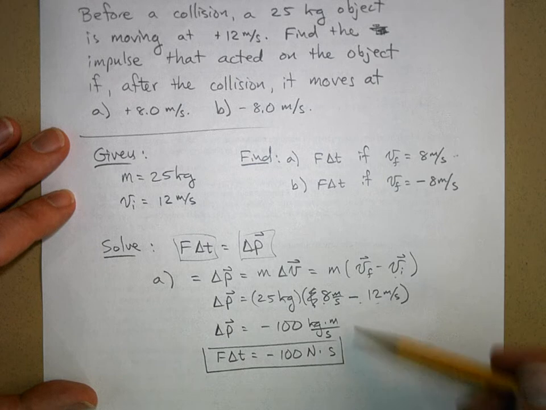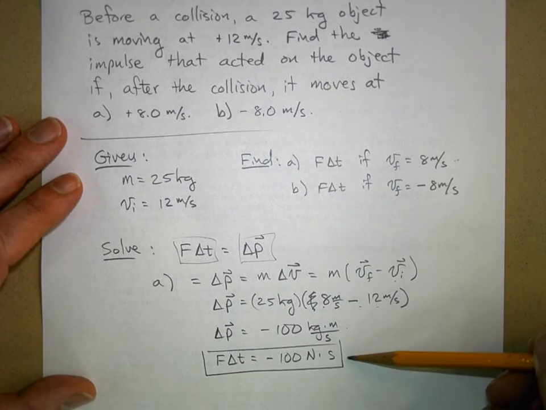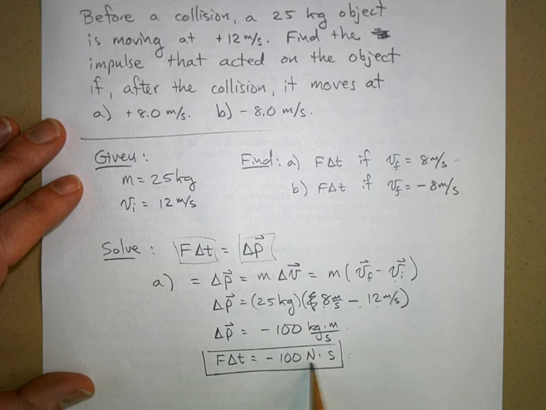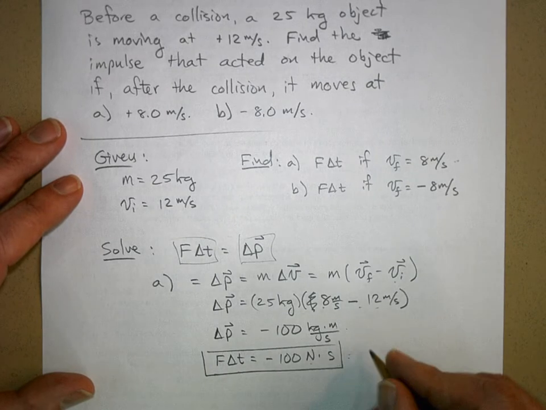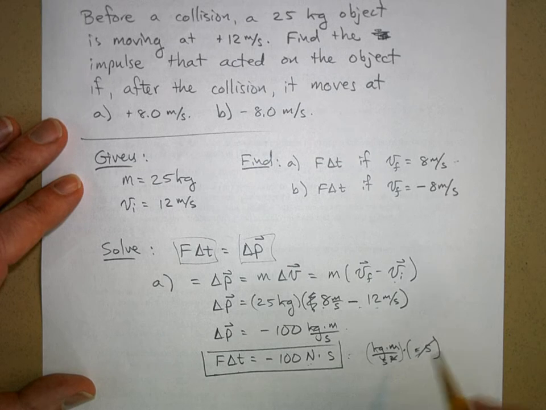That doesn't mean this is wrong. I'm just putting it in the units that we use for impulse, which are newtons times seconds. Force times time, newtons times seconds. Now, remember that a newton is a kilogram meter per second squared. So if I multiply a newton times a second, the second cancels the second. I do indeed get kilogram meters per second. That is, they are equivalent units.